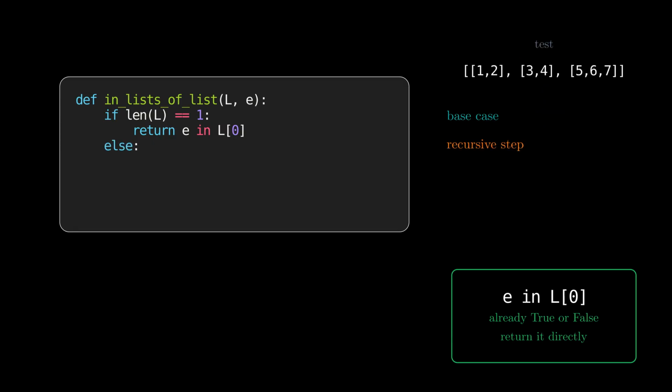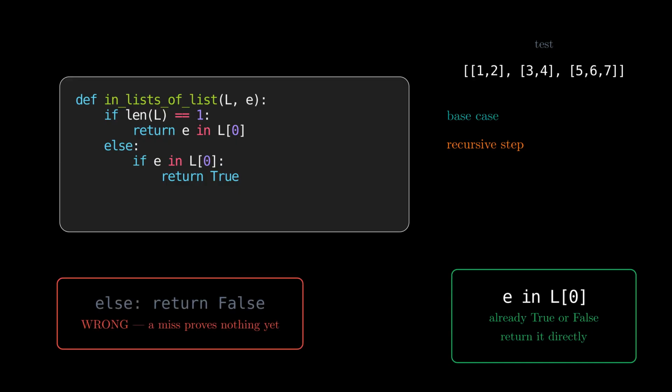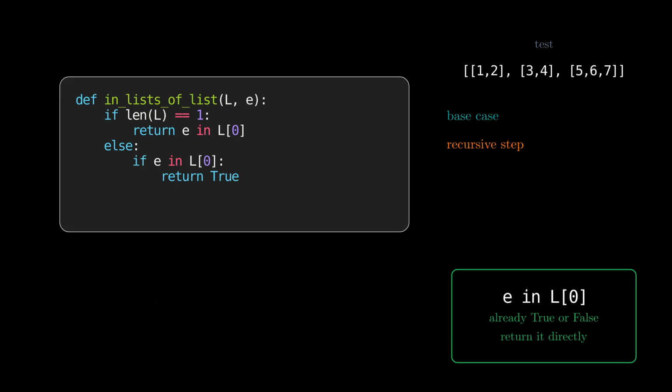Otherwise, the list has several sublists. Check the first. If E is in L at index 0, return true and stop. The tempting else, return false, would be wrong. Missing the first sublist proves nothing about the rest. Instead, the else recurses. Return in list of L from index 1 onward with the same element E.